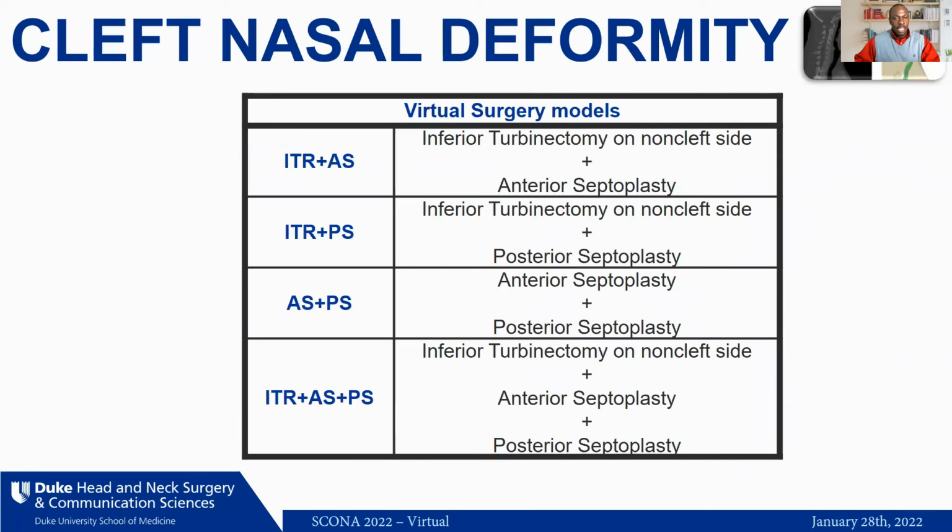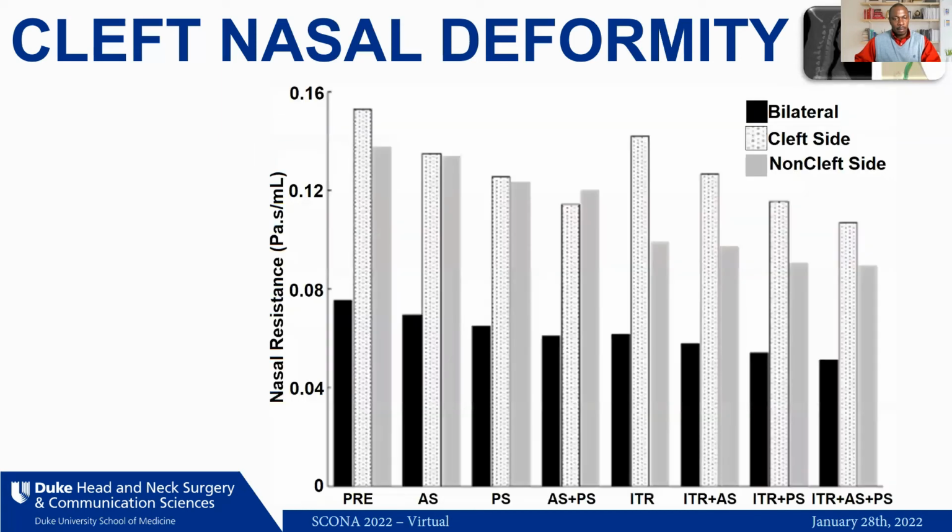We also created additional virtual surgery models based on the combinations of ITR, AS, and PS. These models were meshed and airflow simulations were conducted in every virtual surgery airspace. This plot shows their respective resistance values for bilateral nasal resistance, cleft side nasal resistance, and non-cleft side nasal resistance.